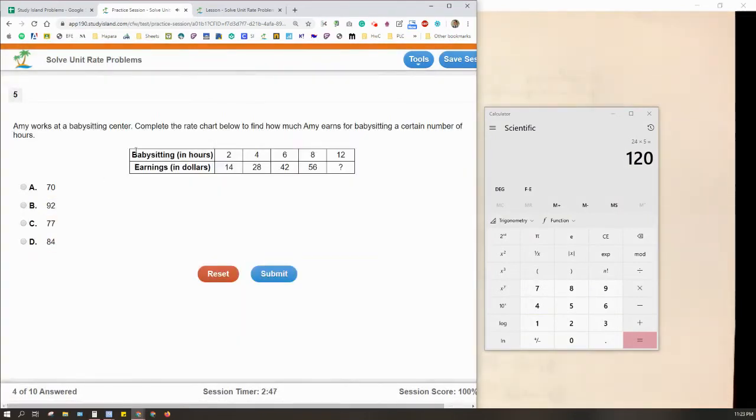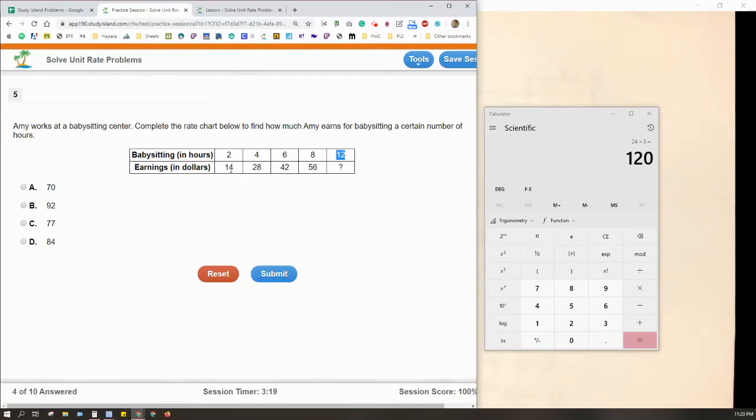Next problem, number 5. Amy works at a babysitting center. Complete the rate chart below to find out how much Amy earns for babysitting a certain number of hours. So here we go. Same type of problem. 2, 4, 6, 8. Then it jumps to 12. This is not like the last problem. You can't just look at how much it grows by, because all of a sudden it jumps by 4, where all the previous increments were just 2. So we have to go back and divide, find our unit rate, and then apply that.